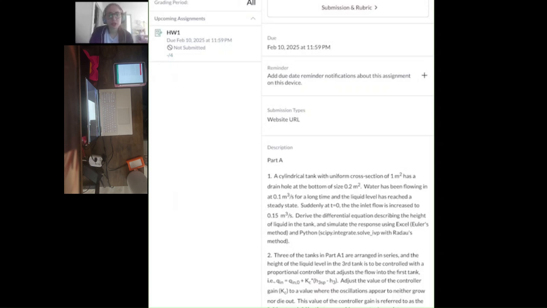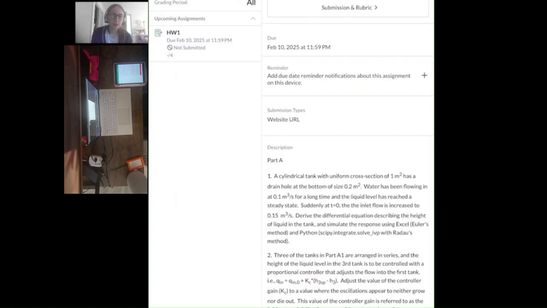I'm going to be doing homework 1, part A, part 1. So I have a cylindrical tank with a uniform cross-sectional area of 1 meter squared. It has a drainage hole at the bottom with a size of 0.2 meter squared. The water has been flowing at 0.1 meters cubed per second for a long time, and the liquid level has reached a steady state.